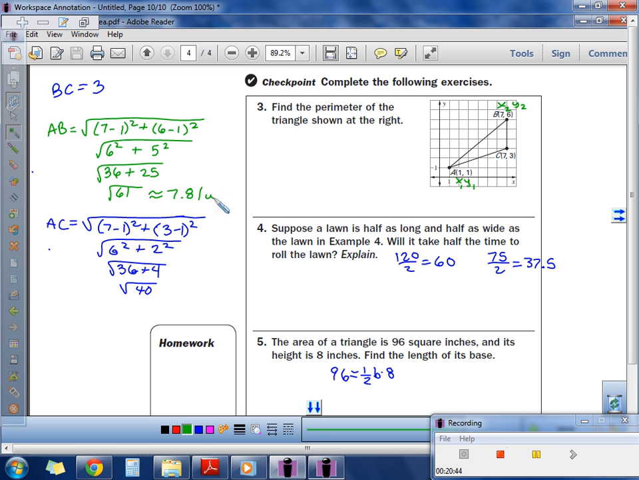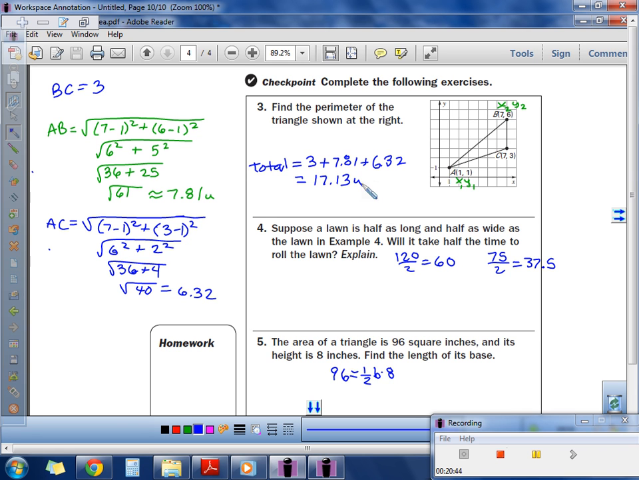And then on AC, whenever you approximate that one, you get 6.32. To get a total, you need to add them all up. So it'd be smart to write that down somewhere. So 3 plus 7.81. Then add 6.32. And you get a total of 17.13 units for the perimeter.